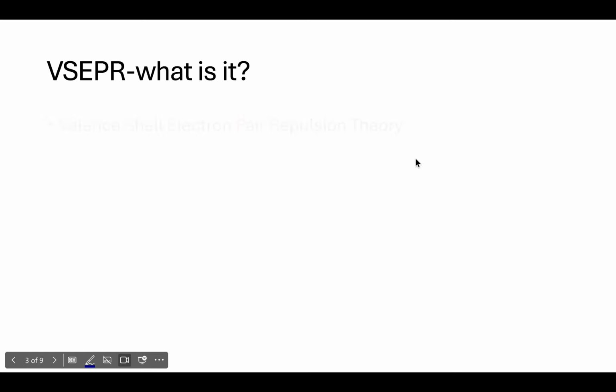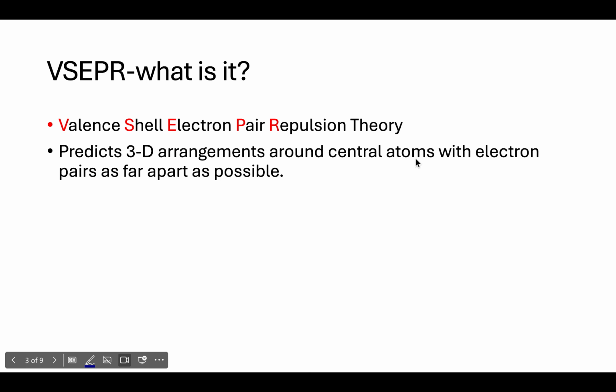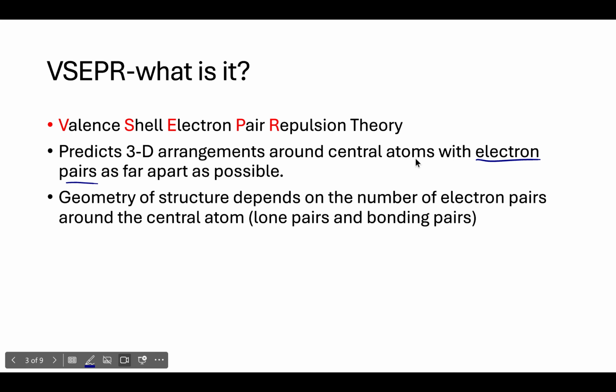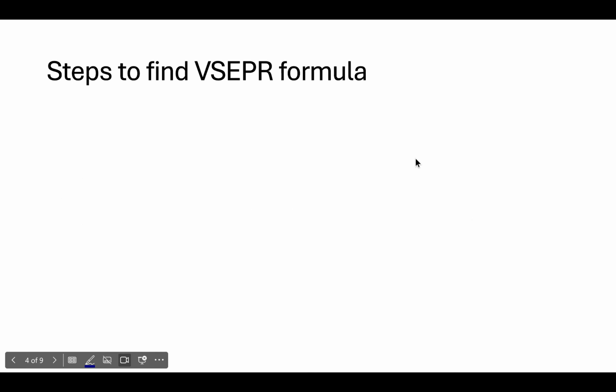So when you're looking at VSEPR, it's valence shell electron pair repulsion theory. It is talking about how you arrange your other atoms around the central atom, leaving electron pairs as far apart as possible, because they'll start to repel each other. When we're looking at this, it really does depend on the central atom, your bonding pairs, and your lone pairs. So we do want to know what that means.